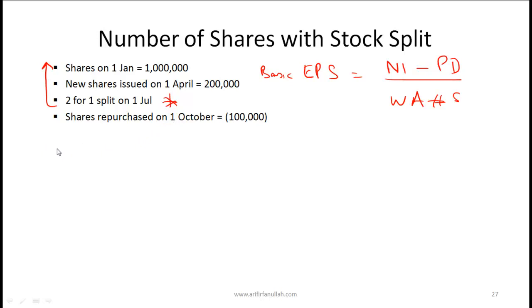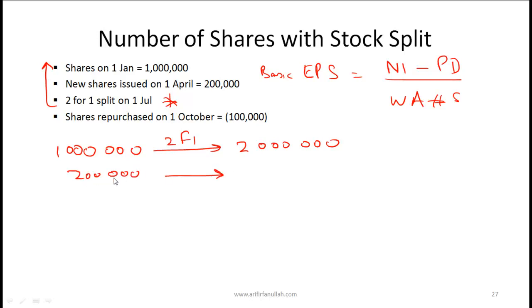So the 1 million shares. Now since you are doing a 2-for-1 split, you apply this retroactively. So you apply this to everything that happened before. In a 2-for-1 split, the 1 million shares need to be looked at as 2 million, and then new shares issued 200,000. So here again, given the 2-for-1 split, this means that the 200,000 becomes 400,000. So the total number of shares goes from 2 million to 2,400,000.